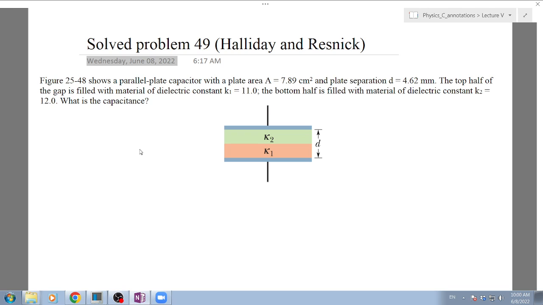So we have this figure here illustrating a parallel plate capacitor with a given area A and a given separation D, but we have two different materials here. The top part is one material with a dielectric constant K2, and the bottom part is a dielectric constant K1. So how to do this?